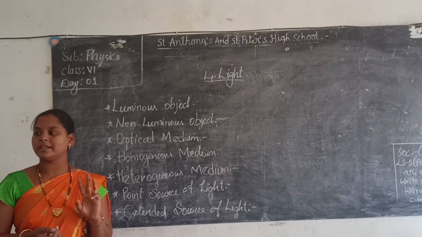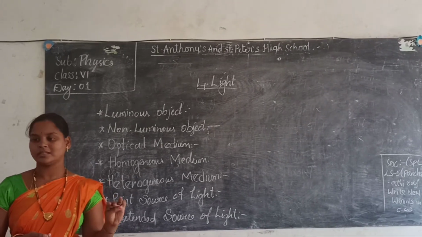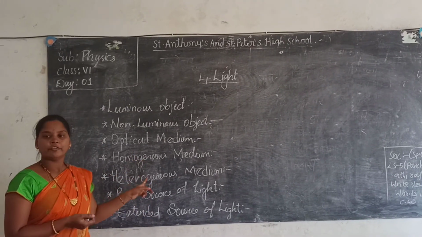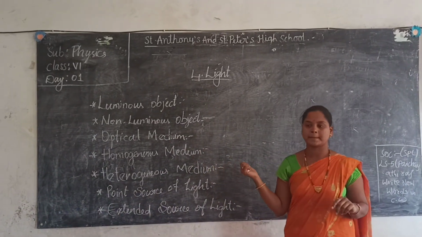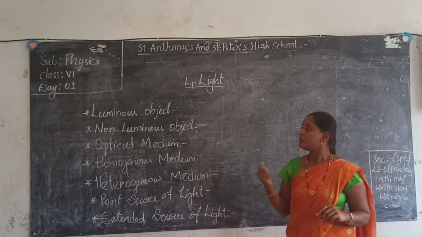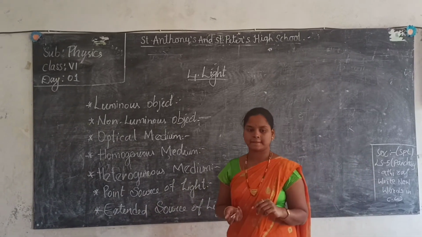Okay, we have finished already how many units? 3 units. Okay, let us start with the 4th unit. What is the 4th unit? Light. This is which topic? Physics or chemistry? Physics. Okay, so what do you know about light?